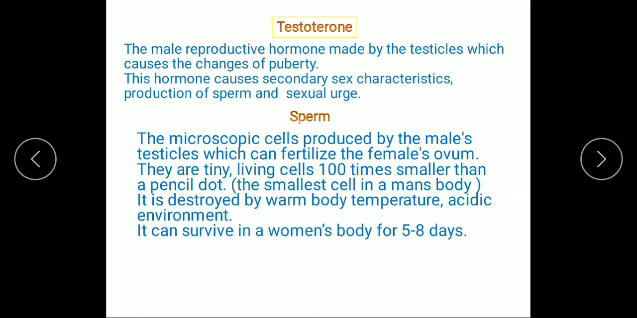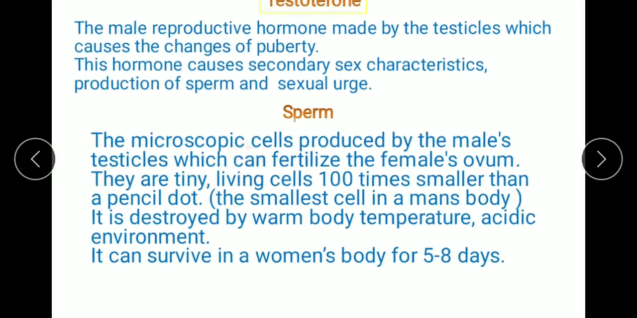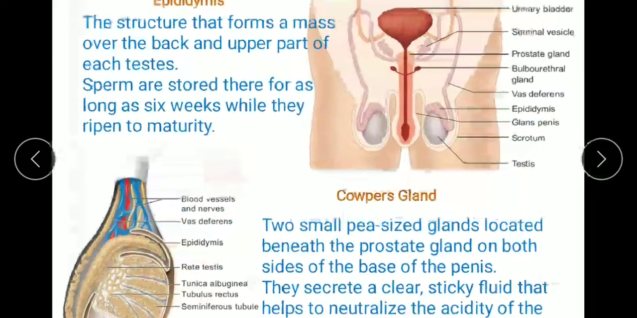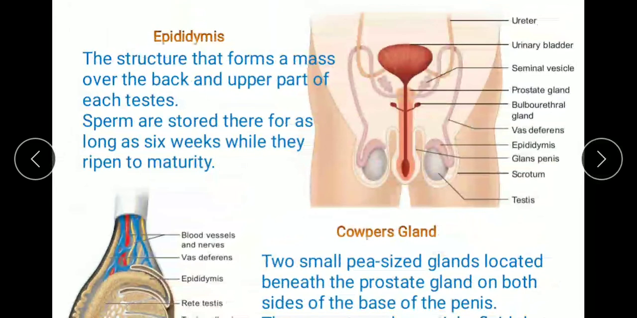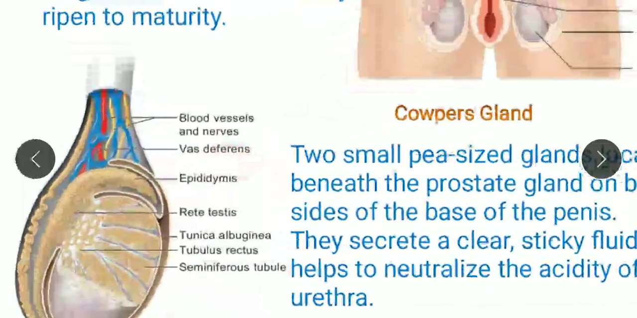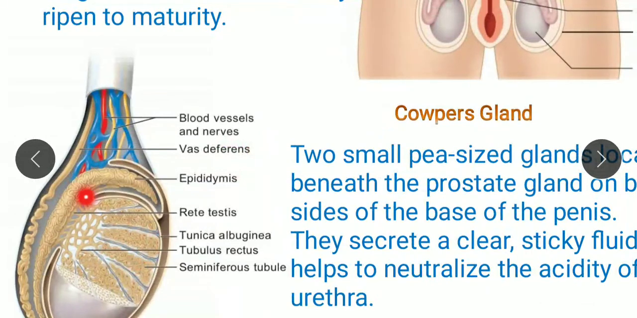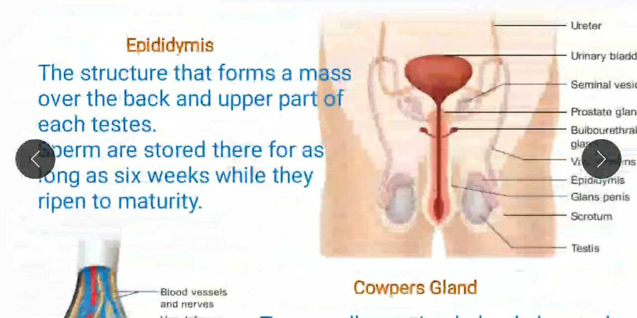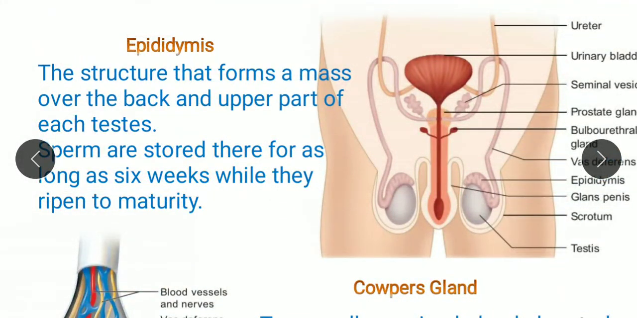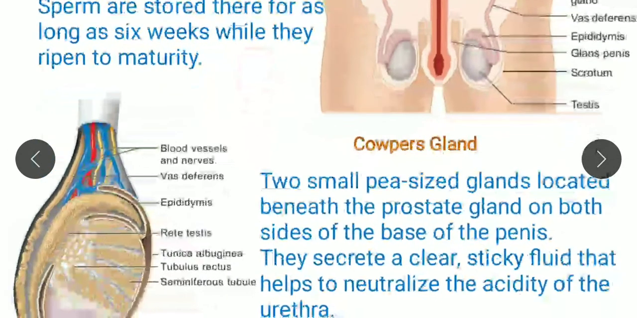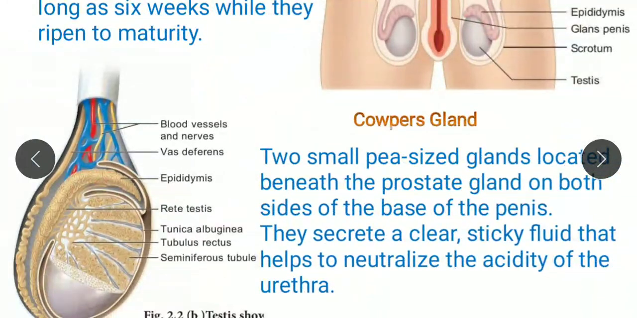Then next one, epididymis. The structures that form a mass over the back and upper part of each testis. So each testis has a mass of structures on its upper and back part, which is called the epididymis.